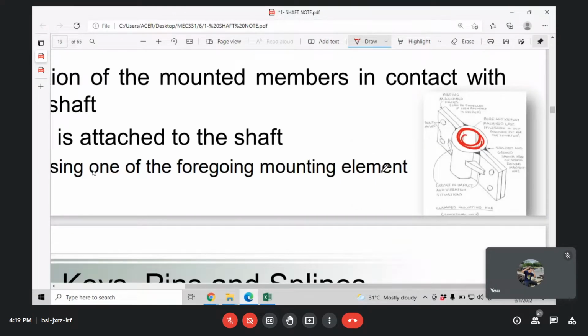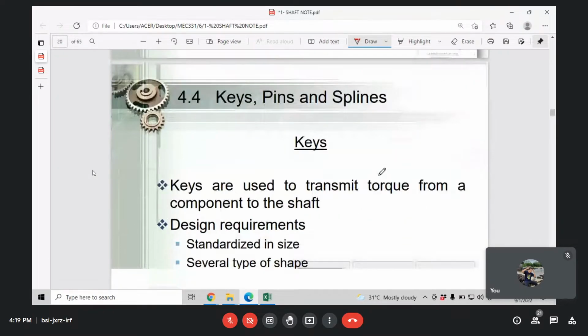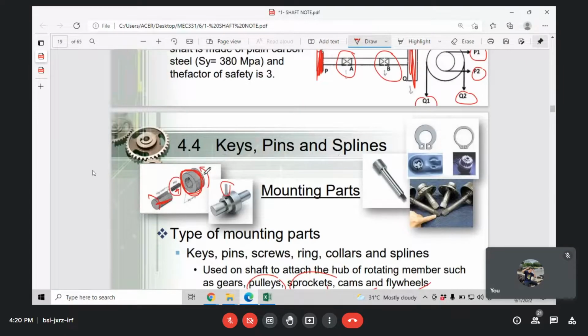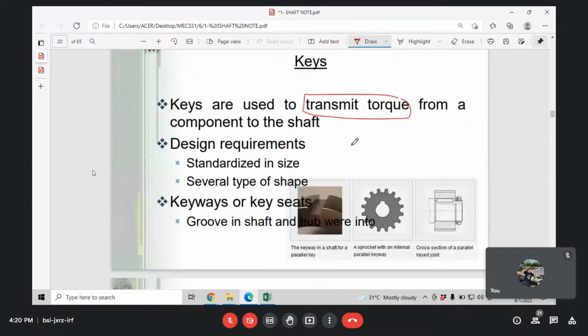Okay, this is keys. Okay, that was just the intro. Keys are used to transmit, they call it transmitting torque from the component to the shaft. So usually from here, let's say they have forces here that can transmit to the key then to the shaft. Okay, so that is the point.